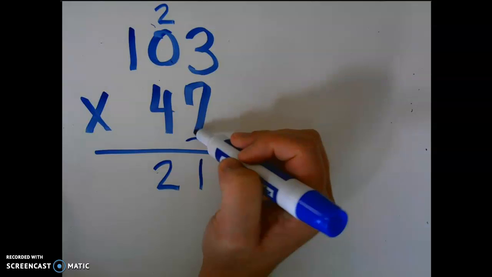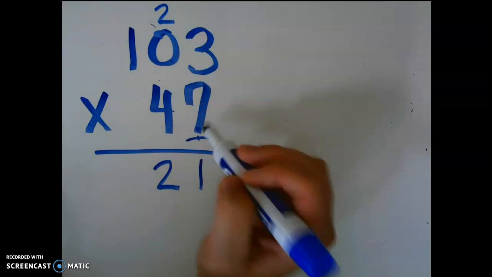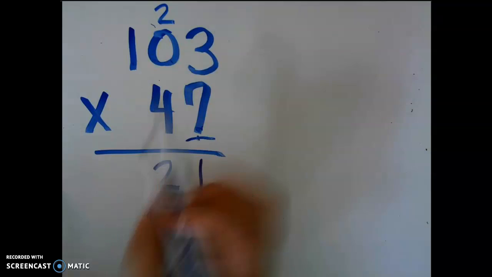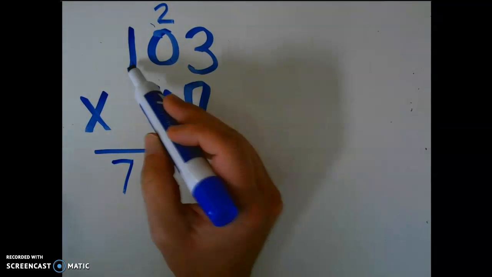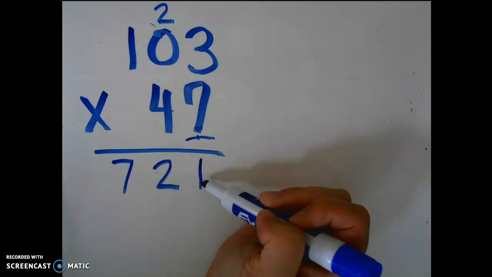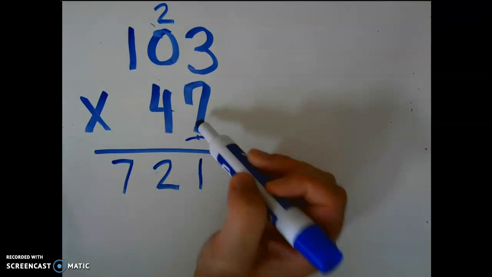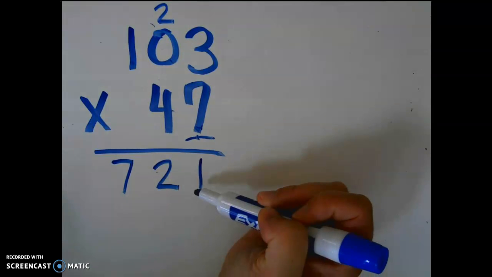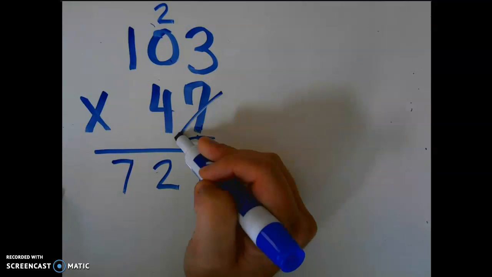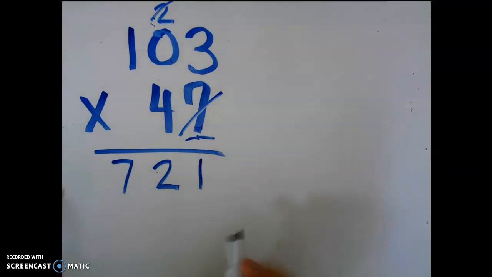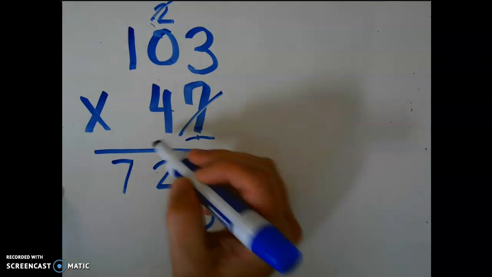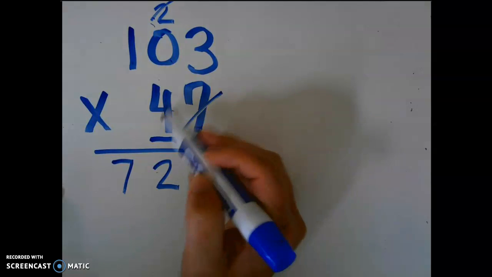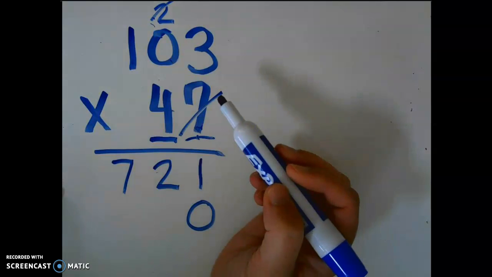And finally, our ones place value times our hundreds. 7 times 1 is 7. Is it reasonable to think that 103 times 7 is 721? Yes, that's reasonable. Because I know that 7 times 100 is 700. So I'm really close. I'm done with my 7 and my 2. Now, step 4, add the 0. Because now we're about to multiply 40 times 103.